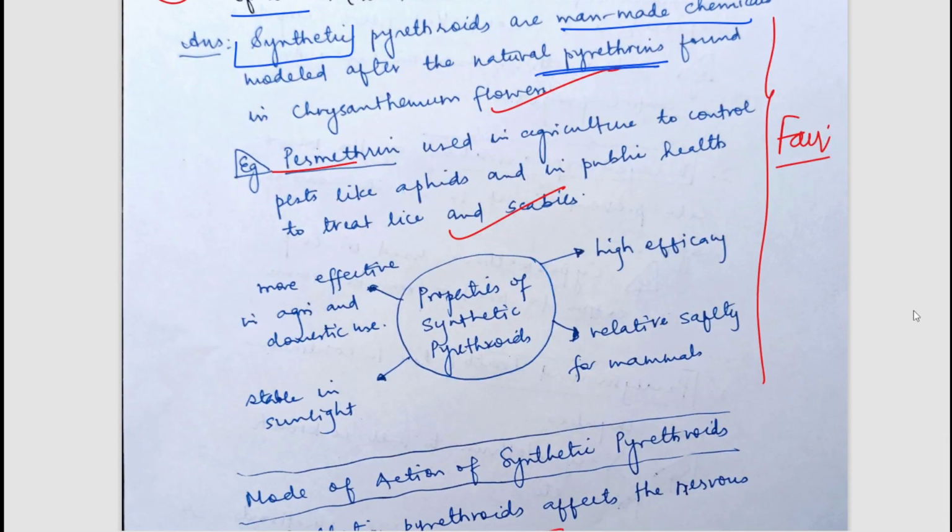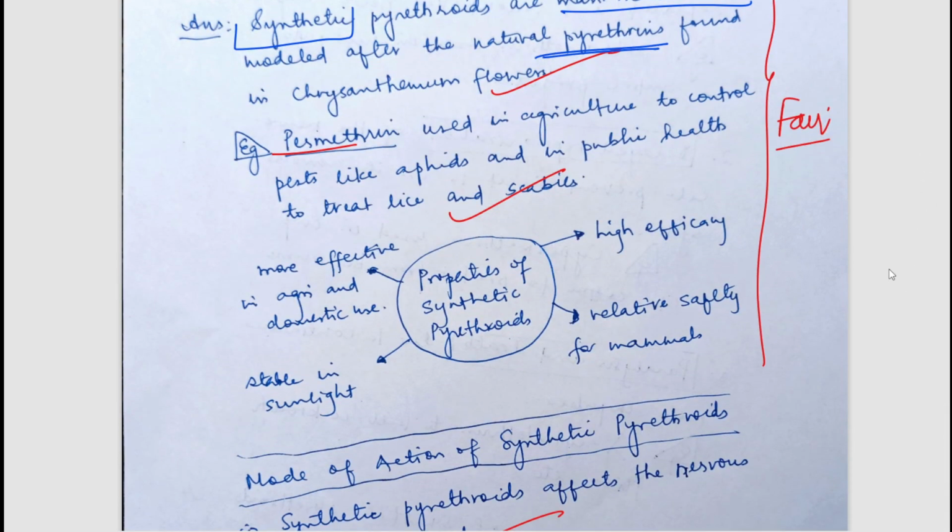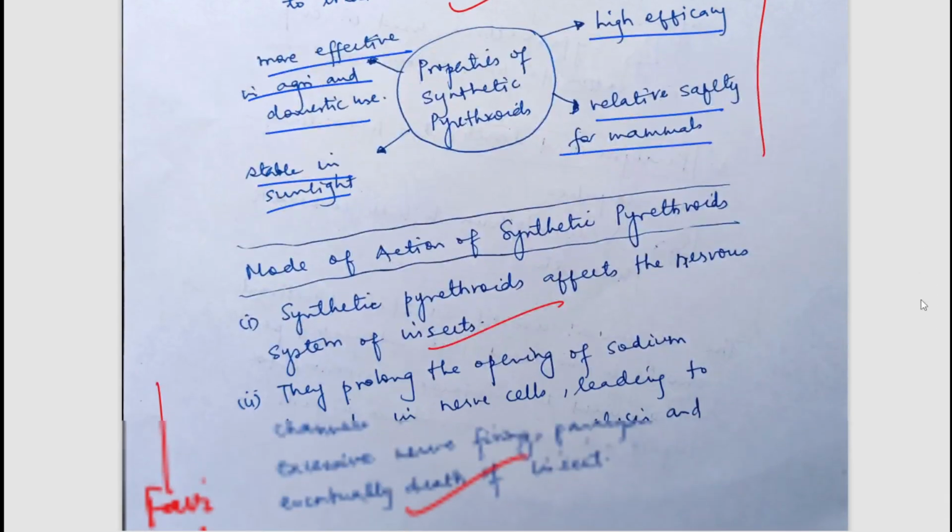Now, what are the properties of these pyrethroids? First of all, they give us high efficiency and relative safety for mammals as compared to other chemicals. They are not that harmful for mammals. They are stable in sunlight, and more effective in agriculture and domestic use. So these are some of the properties of pyrethroids.